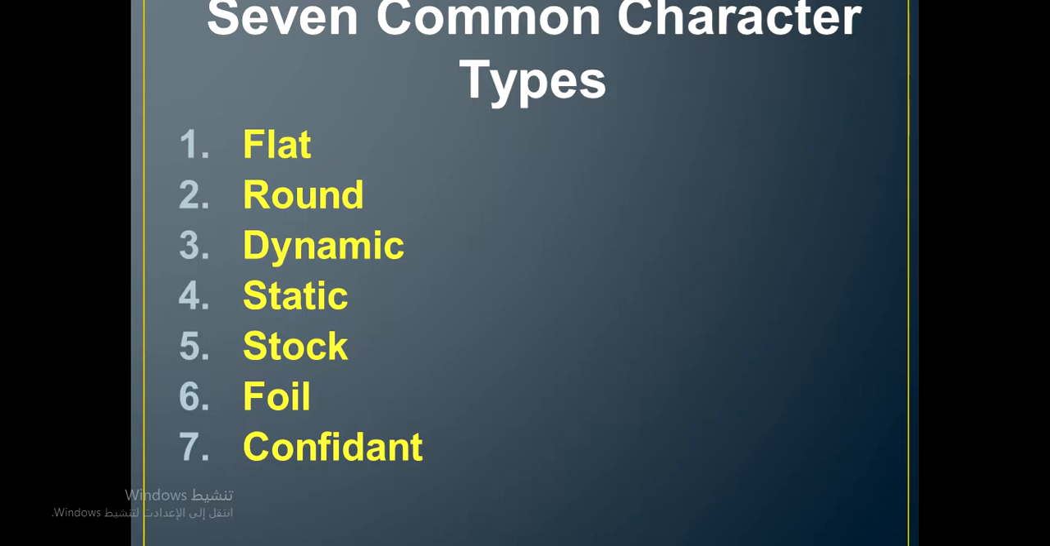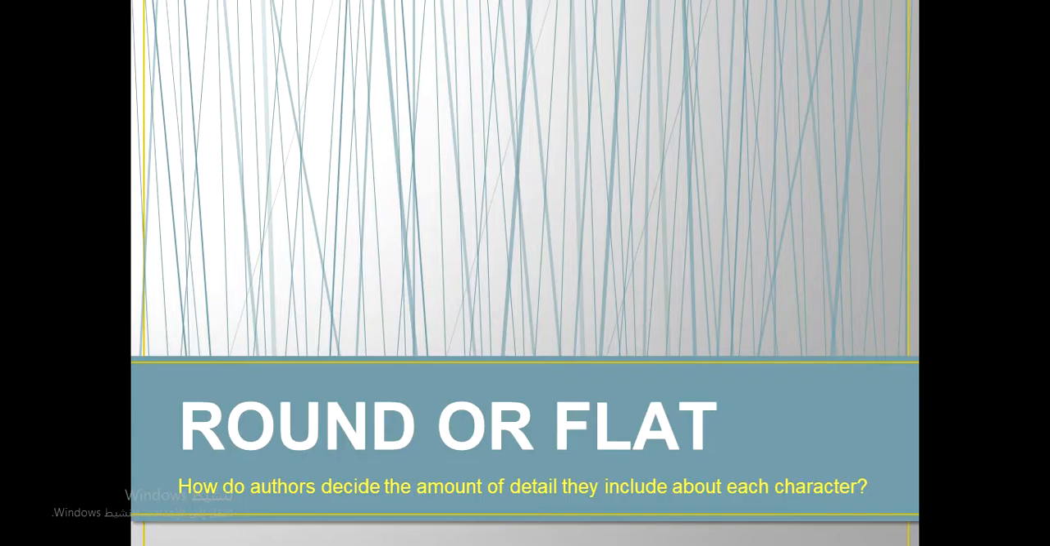Actually, there are 7 common character types. They are flat, round, dynamic, static, stuck, foil, and confident. Now let's start talking about round or flat.